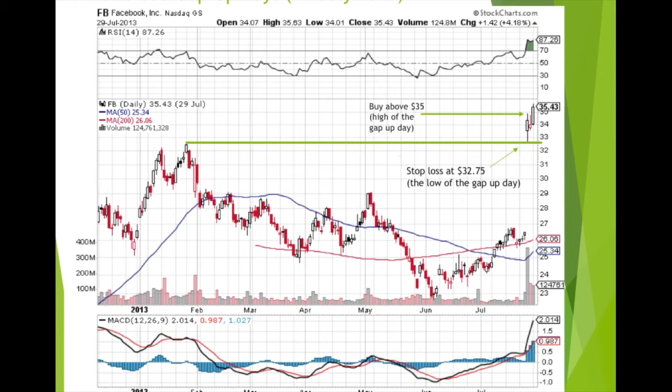Now, here's how I buy it. Here's how I play a situation like this. The stock gapped up, and here is the gap up day. Some people would buy it on this day and put a sell stop around 32. I like to give it another day.